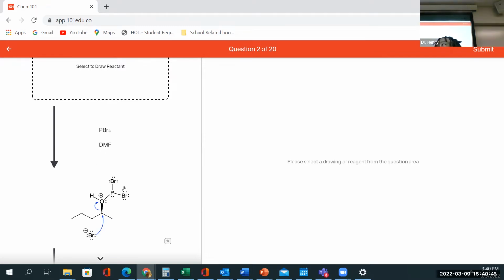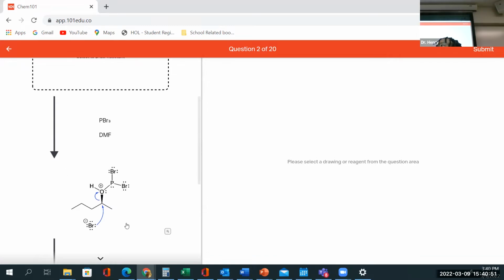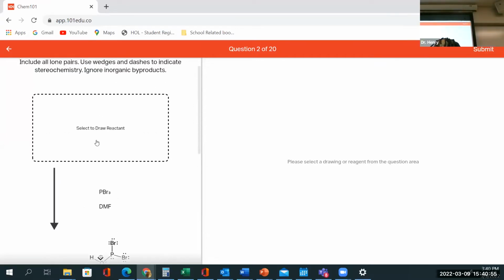So if we take a look at the PBr3 and our intermediate, what can we conclude about the starting product? Because that's what we're going to have to do. We're going to have to draw our starting product, right?